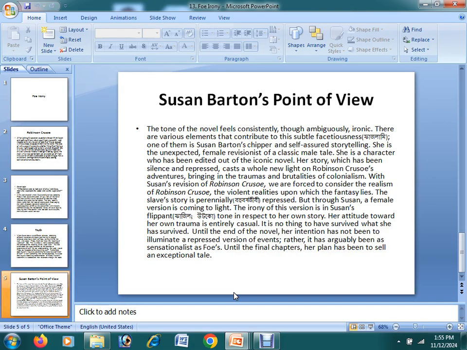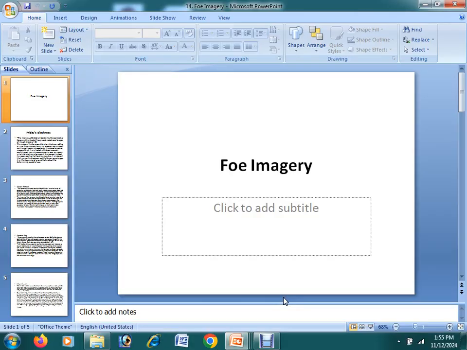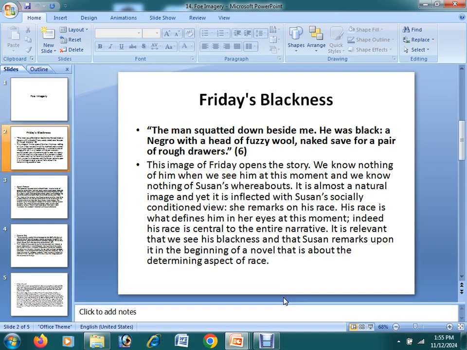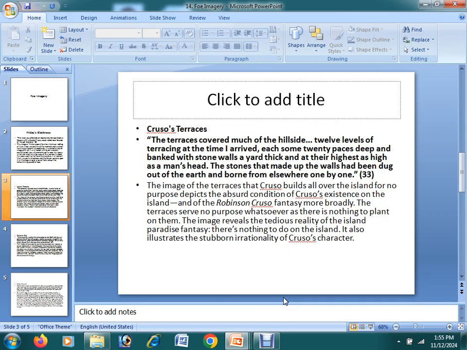So these are the things in focus. There will be some imagery. Friday's blackness, that is imagery, and Crusoe's terraces, that is imagery.